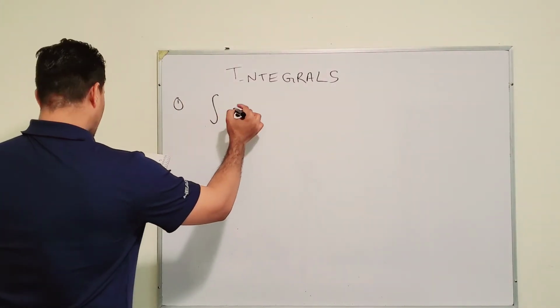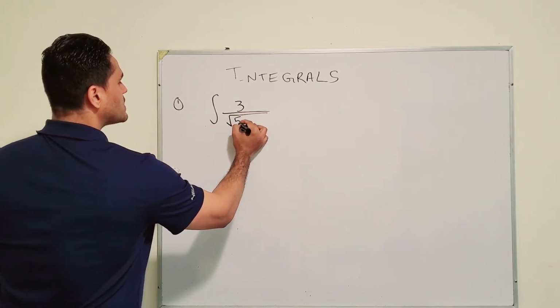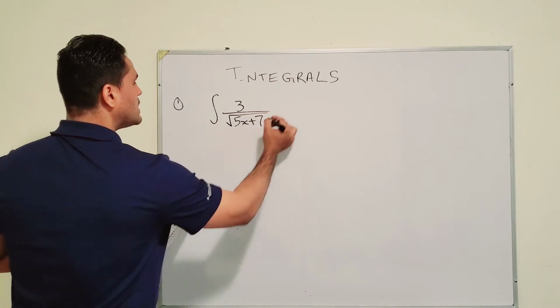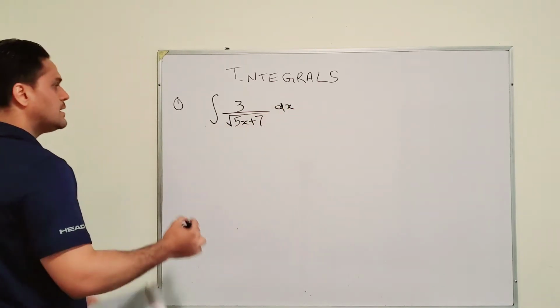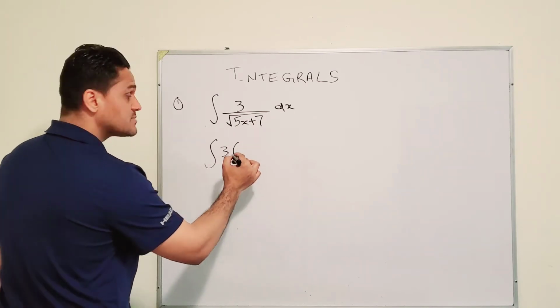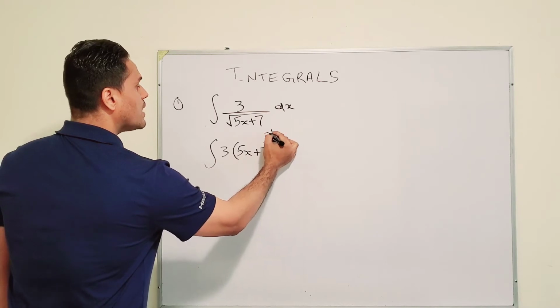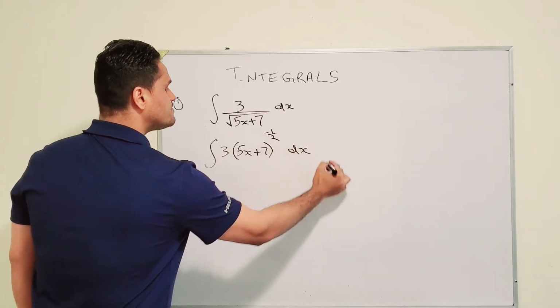Let's do this example. So we have 3 divided by square root of 5x plus 7. In the first step, we're going to move this term to the top and write it as an exponent. So it becomes 5x plus 7 raised to the power minus 1 over 2 dx.